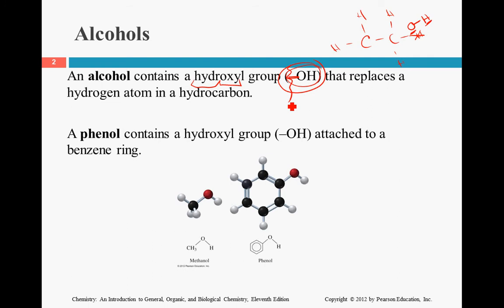A phenyl group is a hydroxy group that's attached to a benzene ring, which, if you remember, benzene is a hexagon with a circle inside because it's alternating double and single bonds, but the double bonds are actually shared by all those carbons.